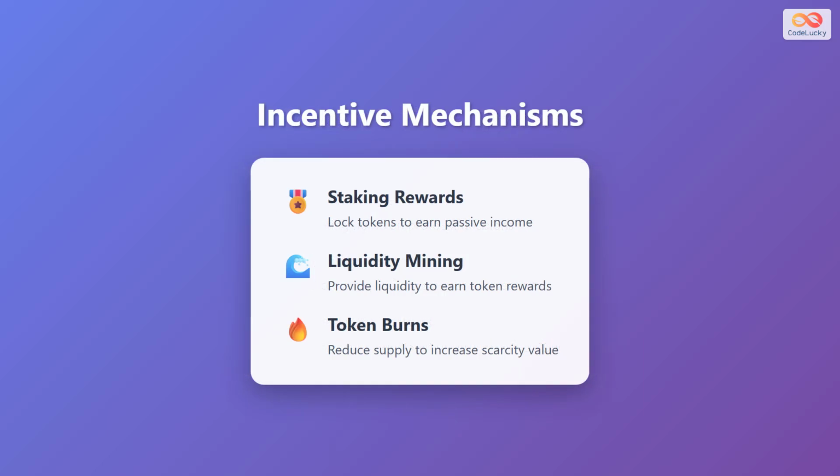Projects implement various incentive mechanisms to encourage participation. Staking rewards allow users to lock their tokens and earn passive income over time. Liquidity mining rewards users who provide liquidity to decentralized exchanges, helping maintain healthy trading markets. Token burns permanently remove tokens from circulation, reducing supply to increase scarcity and potentially drive up value for remaining holders.